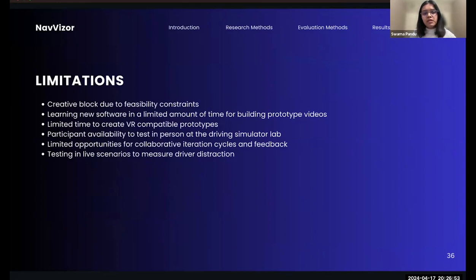Since we tested in person at the lab, it was challenging to coordinate with participants' availability. We had limited time for multiple iteration cycles and feedback. Lastly, we could not test in live scenarios on the road.